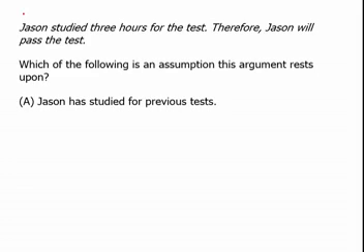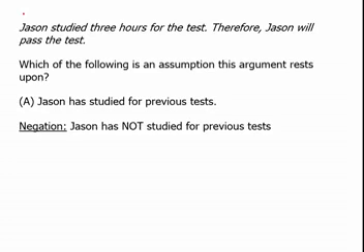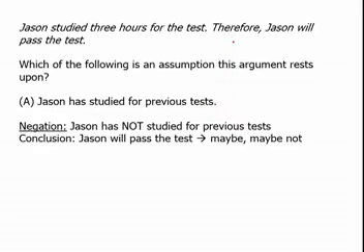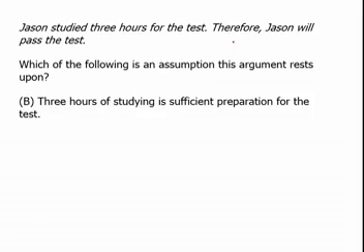So we're going to add a no or not somewhere in answer choice A. Obviously, "no Jason has studied for previous tests" is absurd, so where's a natural place to put it? Jason has not studied for previous tests. So we've negated that answer choice. If it is the assumption we are looking for, then this conclusion should fall apart. Well, the fact that Jason has not studied for previous tests, does that mean 100% he will not pass this test? No, it could go either way. Maybe he will, maybe he won't. Therefore, A is not an assumption upon which this conclusion rests.